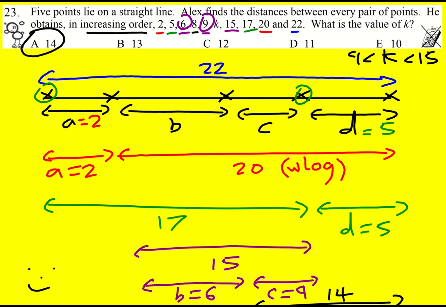Okay, nice problem. Got to work for it carefully. But yeah, we can get there. That is the answer, 14.